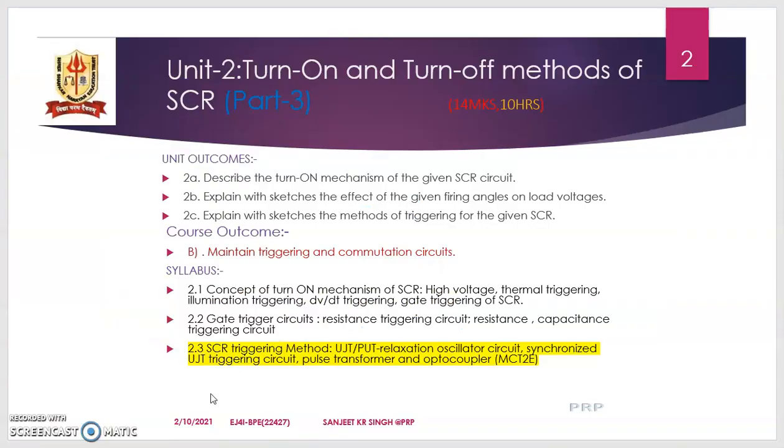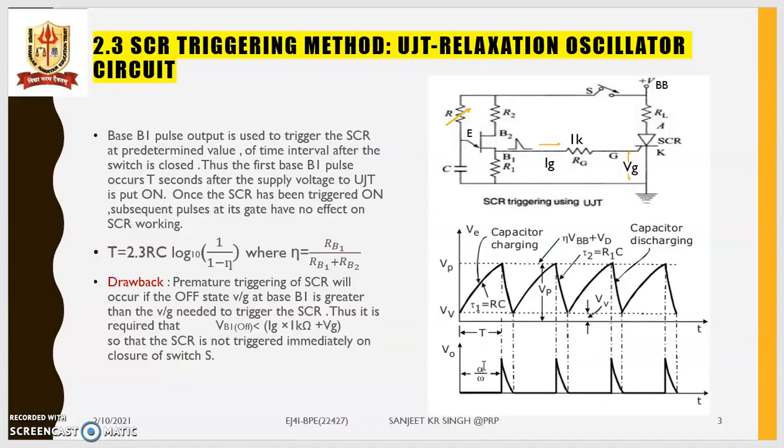East. So in this presentation, we will see the SCR triggering method using UJT or PUT relaxation oscillator pulses, synchronized UJT triggering circuit for firing a number of SCRs or power devices, pulse transformer and optocoupler for providing amplification of the pulses generated by the firing circuit, or for providing the isolation between the low power and the high power circuits. Optocoupler will be used.